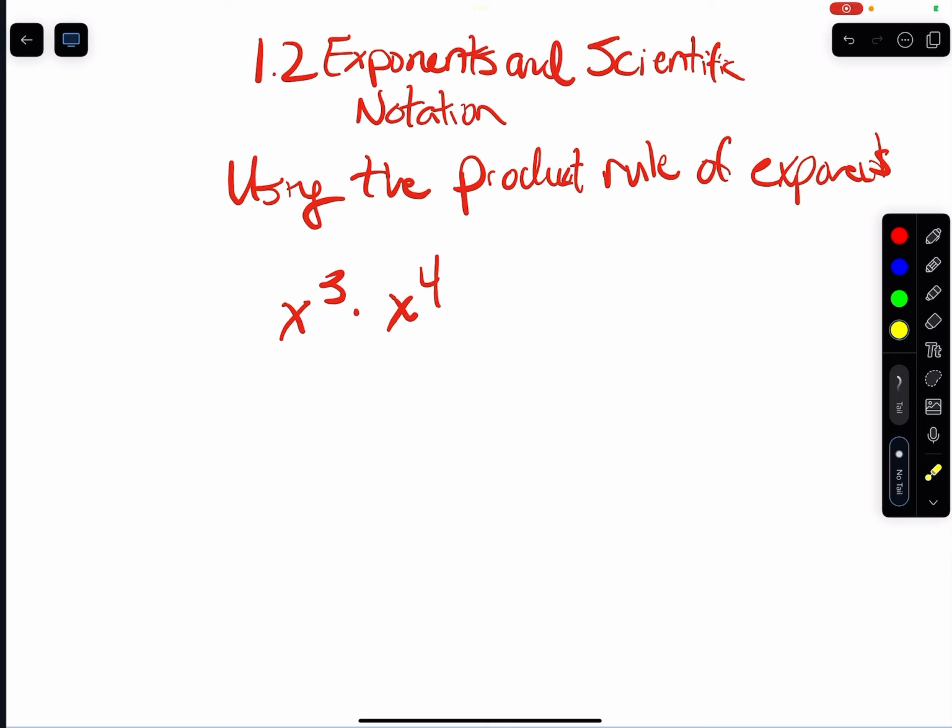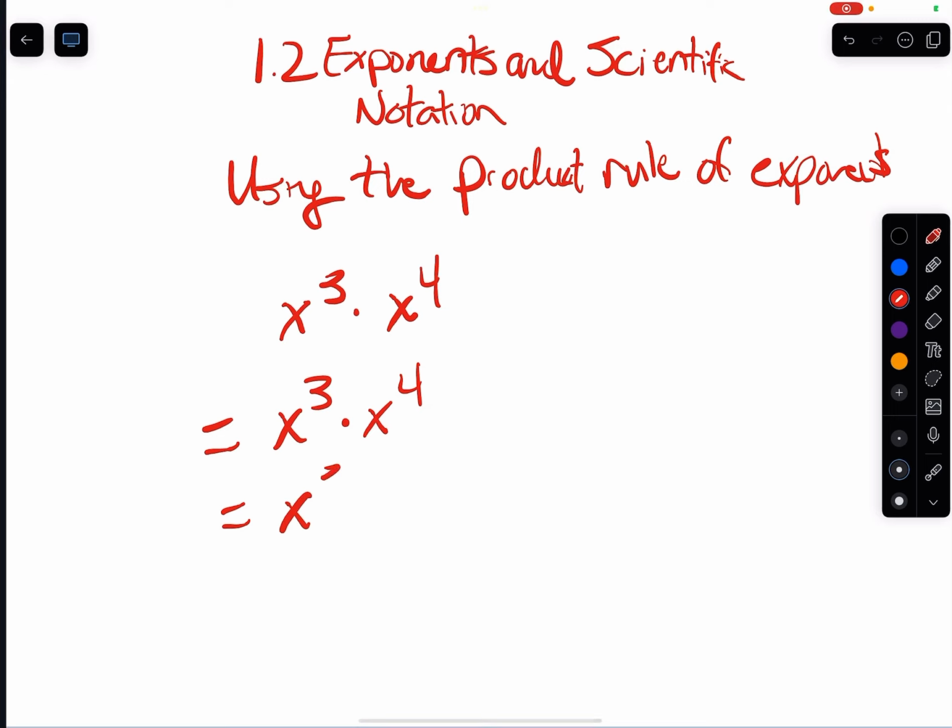Well, what we're able to do using the product rule is that we can add the exponents. So x to the third power times x to the fourth power, then we can go to x to the 3 plus 4. Anytime we have a product of exponents, we can then add those in the power. So 3 plus 4 is 7, which gives us x to the 7th power.